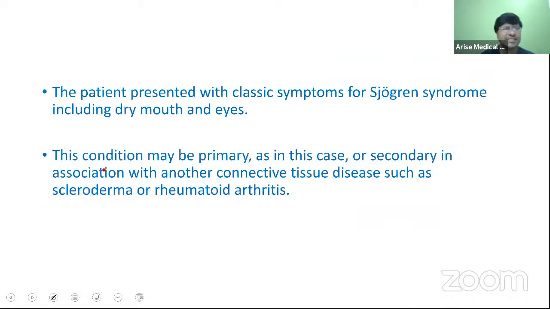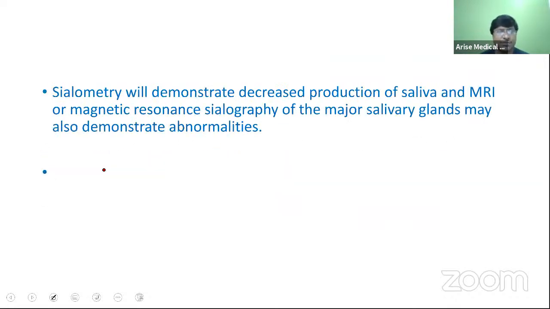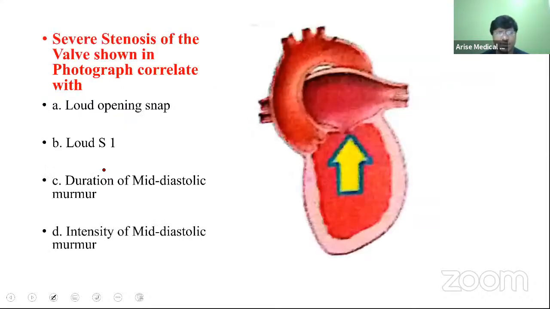Now, you take the next question. This is an image-based question related to mitral stenosis. How will you assess the mitral stenosis? Number one, duration of the mid-diastolic murmur. Number two, A2-OS gap. These are the two things which will tell you the severity of mitral stenosis.